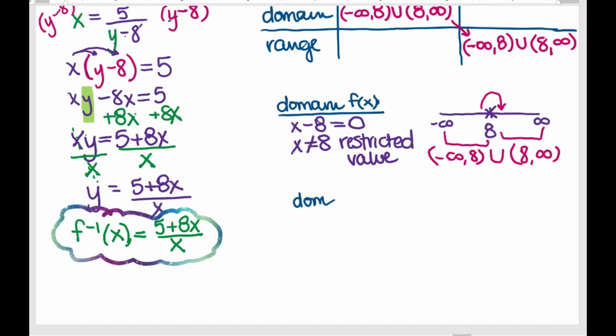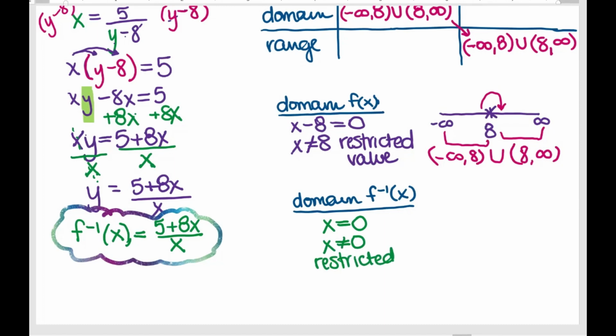So if we're looking for the domain of the inverse, remember our inverse function, we wound up with 5 plus 8x all over x. Again, we have a rational function. We're going to take our denominator, what's in the bottom, set it equal to 0. There's no solving work for us to do because x is already by itself. So x equal to 0 is our restricted value. We cannot be 0 because we would get 0 in the denominator, which is just not okay.